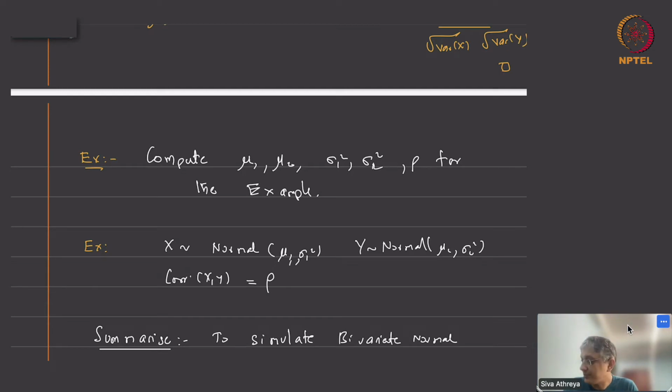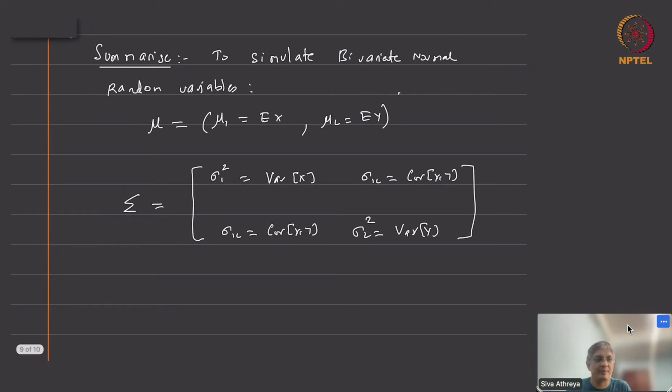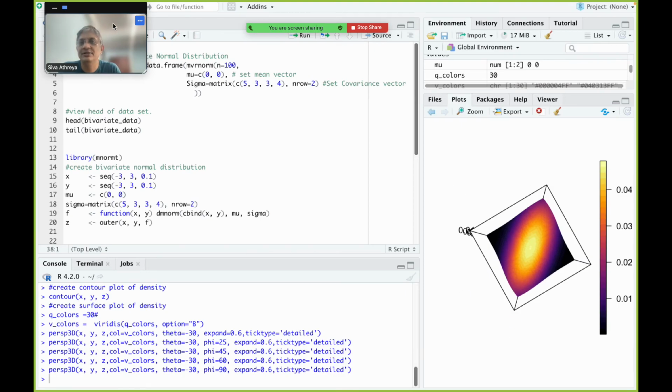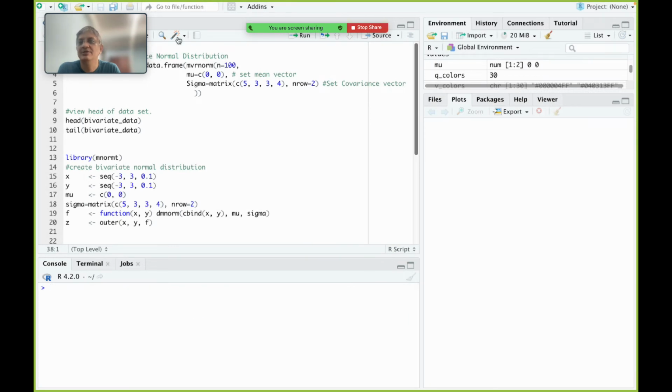Just to summarize, to simulate bivariate normal variables, we must give them five parameters: the two means, the two variances, and the covariance. That is what we'll do next. I've written a simple R code to do this in two ways. Let me clean up the R code a little bit and start again.